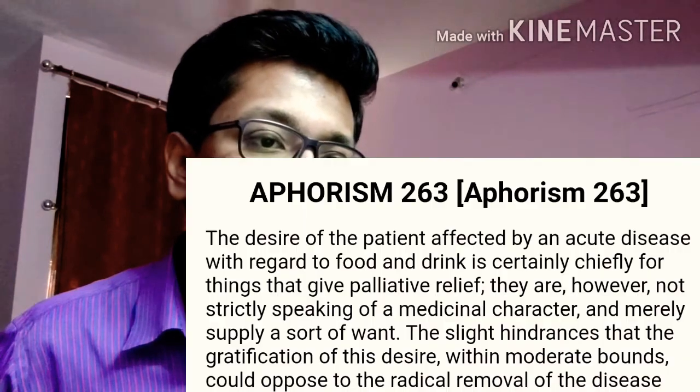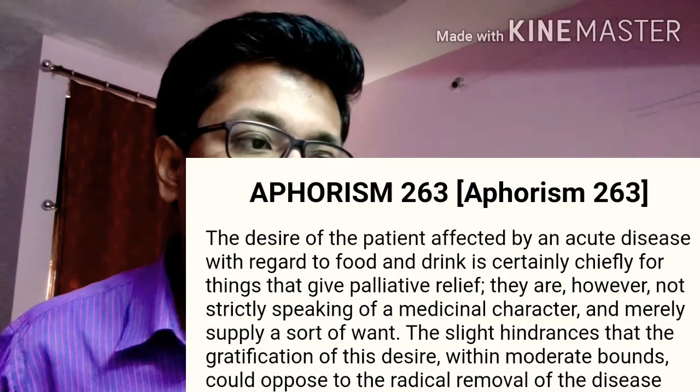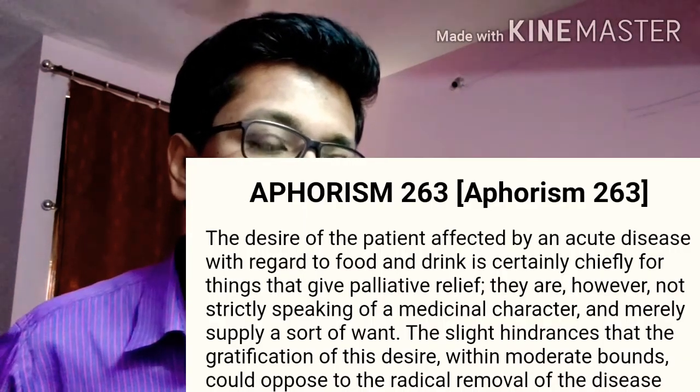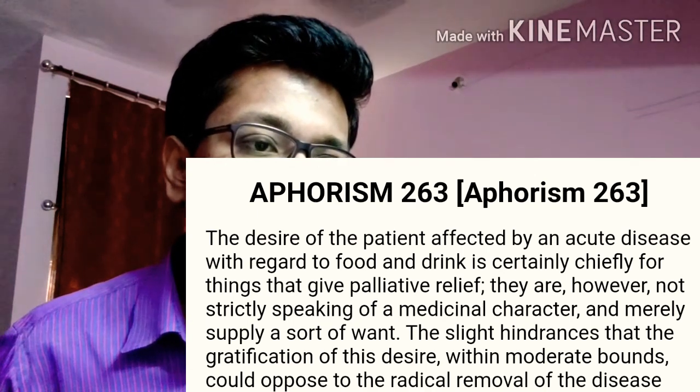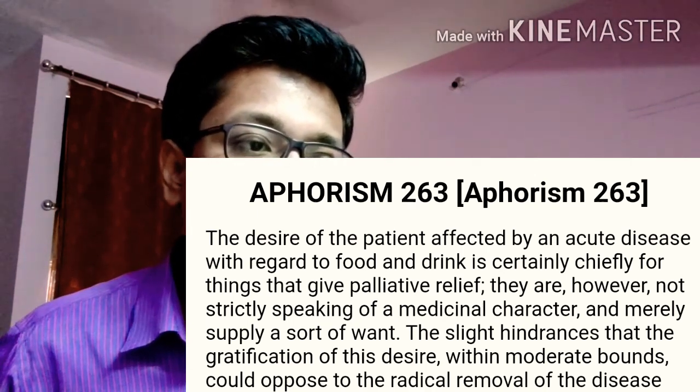So read aphorism 263 carefully. The slight hindrances that the gratification of desire within moderate bounds could oppose to the radical removal of disease. Then he gives in the footnote the example of aconite. Okay.